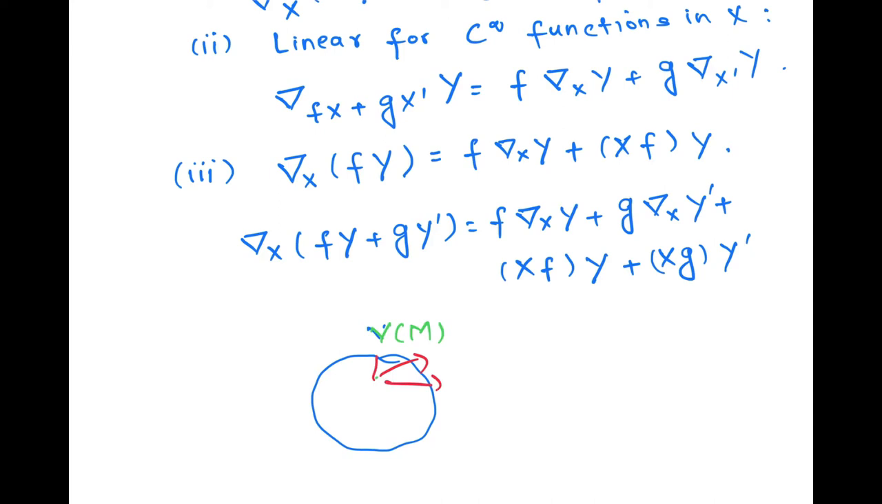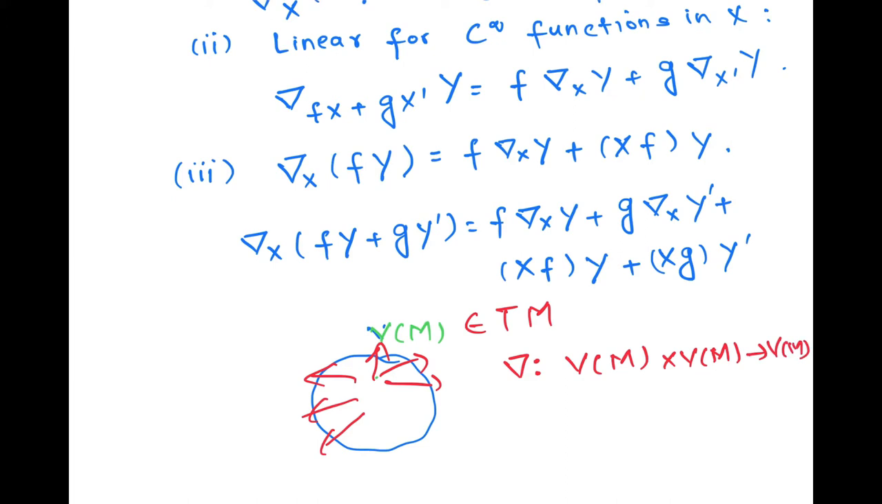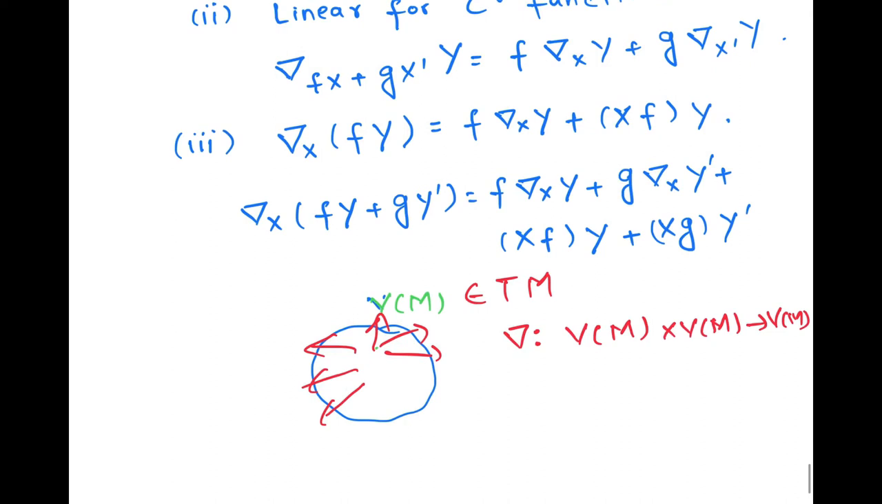In the tangent space of this manifold, this Vm belongs to Tm, the tangent space of the manifold. So the connection del will act on the vector field from this tangent space, and it will give me another vector, and along with doing that it needs to satisfy the above three axioms. So it is actually from Vm cross Vm to Vm, and all these properties need to be satisfied by the connection.